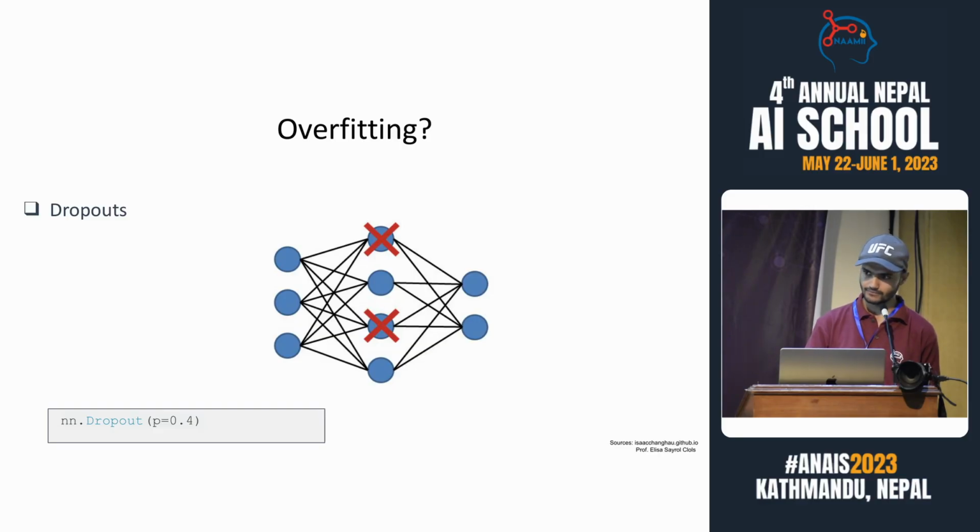So it's like distributing the functionality, not depending on only one neuron. Like if your university depends only on you and you leave the university, then your university collapses. But if it depends on multiple people and even if you leave, your university still runs, right? So it's something like that.